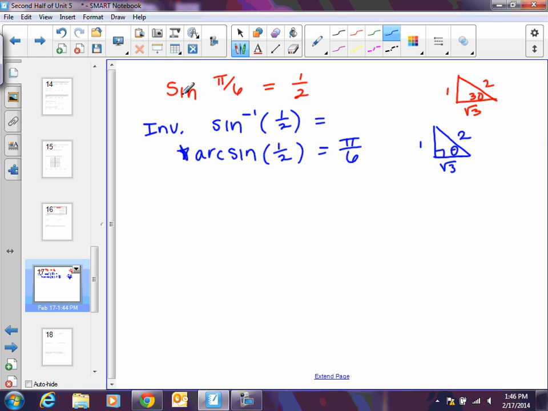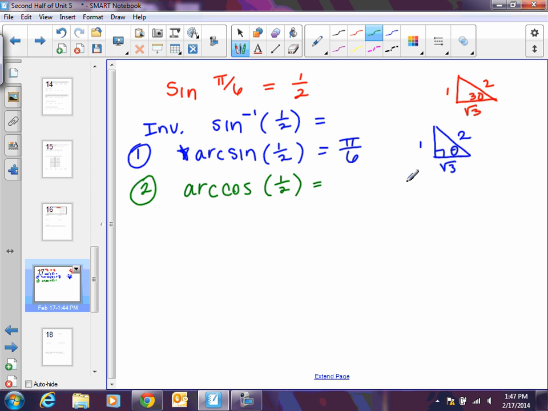Okay, so up here in the red, this is just solving a trig exact value. What I've done here is inverse trig. I've given you the ratio and I've asked you for the angle. Okay, let's do another one. So let's say we're doing arc cosine of 1/2. Okay, so again, what I'm asking you is, what is the angle that when you take cosine of that angle, you get 1/2? The better you were at trig exact values, the easier this is going to be.